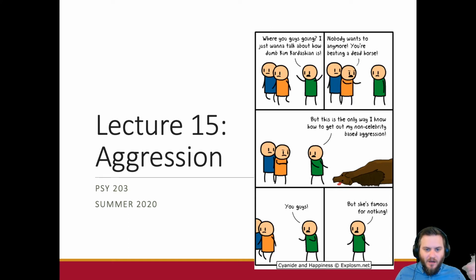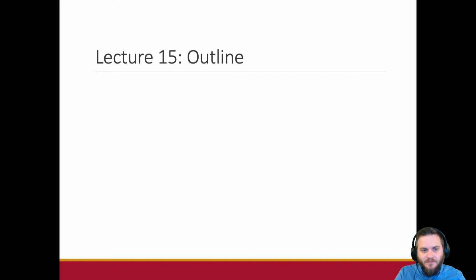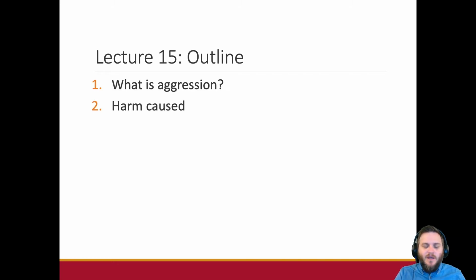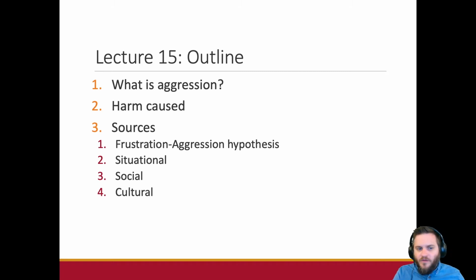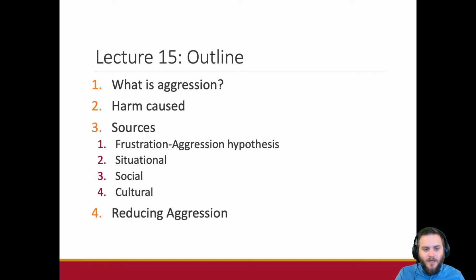This one is on aggression. So, we're going to be talking about different forms of aggression, what aggression really is, where it comes from, that sort of thing. And then talk a little bit about rape culture to end this discussion. Okay. So, what is aggression? What is the harm caused by it? What are the sources? So, we'll talk about a few of the sources. This is not exhaustive. Okay. We're going to talk about reducing aggression at the end.